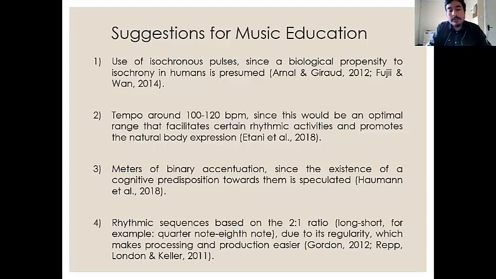Considering all this information, here are some suggestions for musical training in primary education. 1. The use of isochronous pulse should be encouraged, since a biological propensity to isochrony in humans is presumed. 2. A tempo around 100 to 120 beats per minute should be considered, since this will be an optimal range that facilitates certain rhythmic activities and promotes natural body expression.